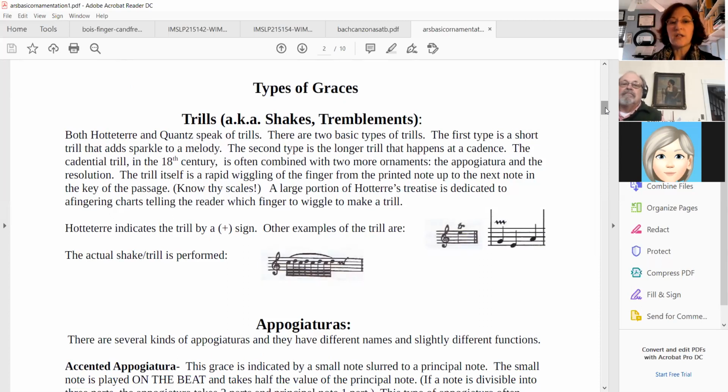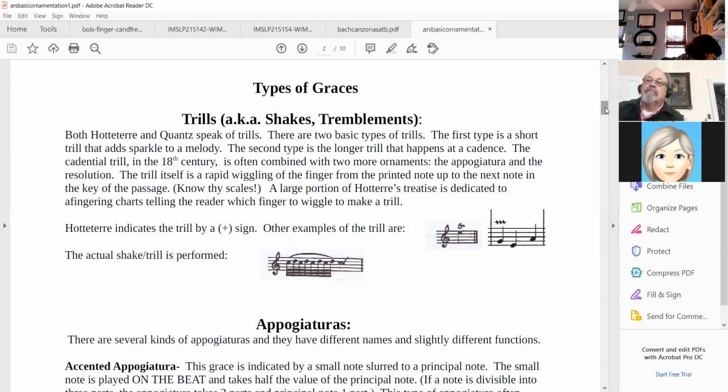The cadential trill in the 18th century is often combined with two other ornaments, the appoggiatura and some sort of resolution. We'll worry about that in a minute. The trill itself is a rapid wiggling of the finger from the printed note up to the next note in the scale. So not just moving a finger that's convenient, you're trying to get to the next note in the scale. Know thy scales.